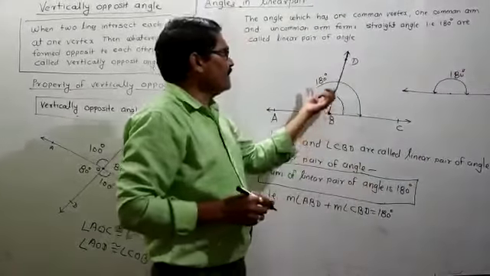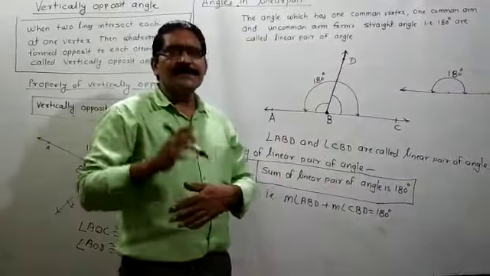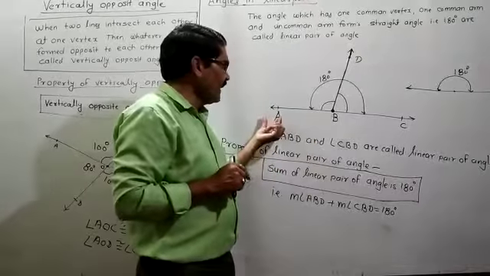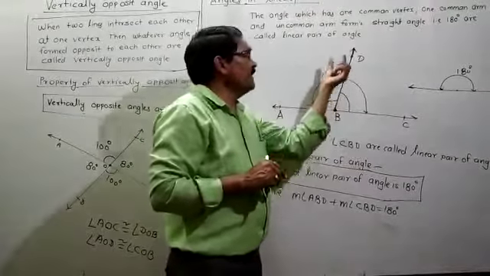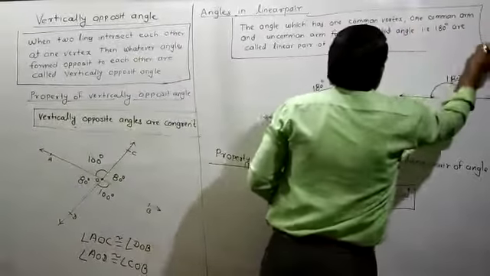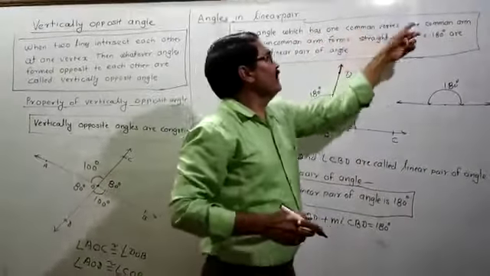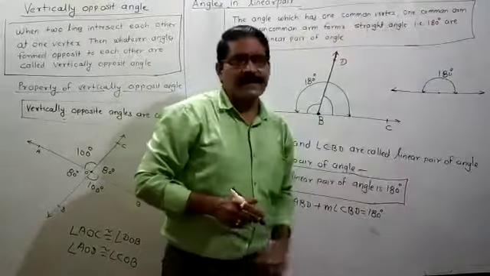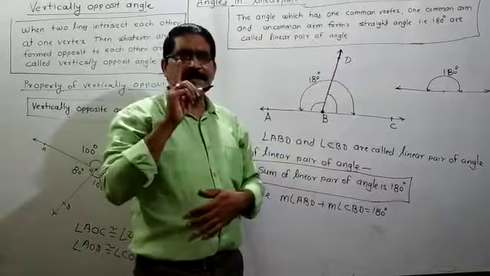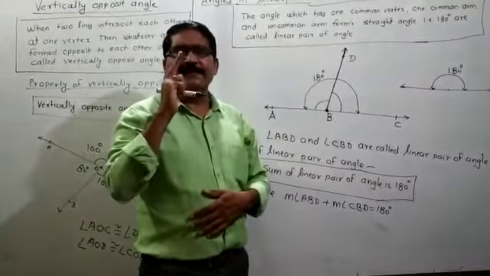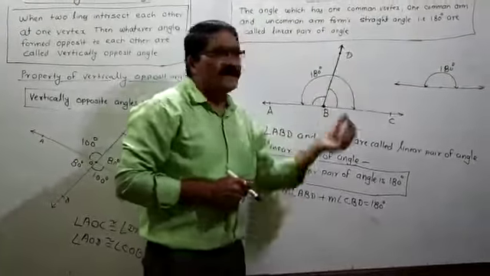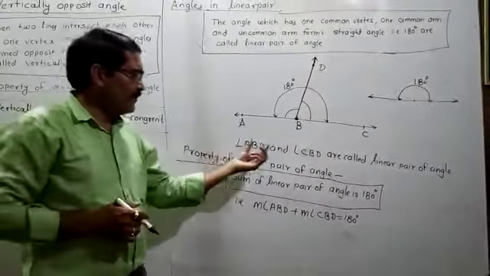So such angles are called the linear pair of angles. How many angles does a linear pair include? A linear pair includes two angles: angle ABD and angle CBD. Then what is the definition of linear pair of angles? The angles which have one common vertex, one common arm, and uncommon arms forming a straight angle, meaning 180 degrees, are called a linear pair. Everybody understand? Linear pair means two angles whose sum is 180 degrees. So angle ABD and angle CBD are called the linear pair of angles.